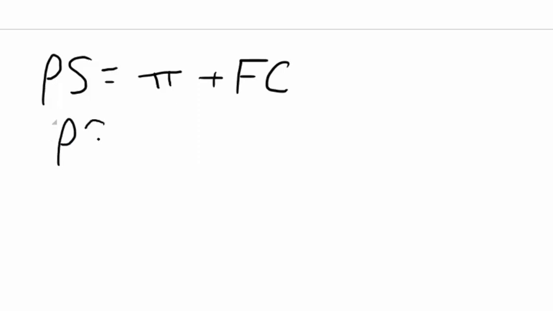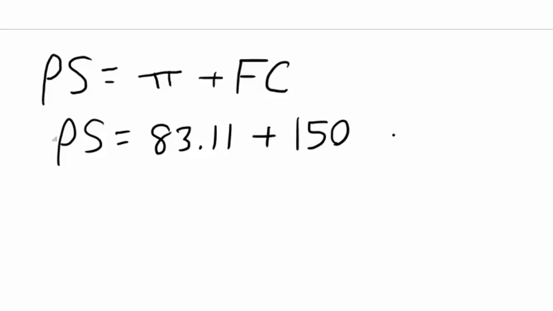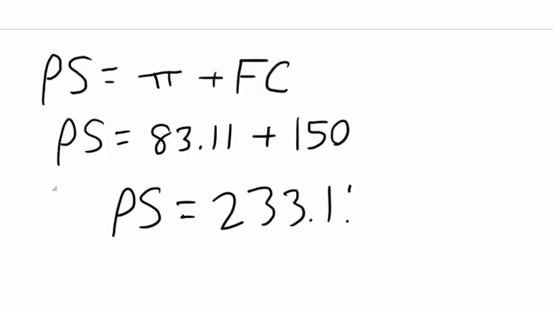Next up, we can find our producer's surplus, which we denote by PS. The formula that we use for producer's surplus is profit plus fixed cost. And so PS equals our profit of 83.11 plus our fixed cost of 150, which we get from looking at our total cost function and looking at the portion that is not connected to any Q in any way. And so we find our producer's surplus to be 233.11.